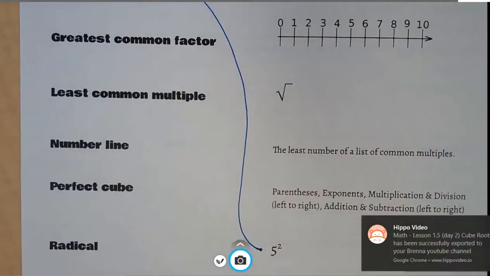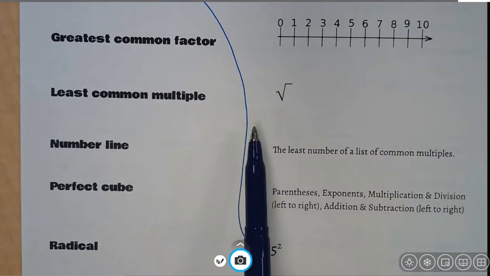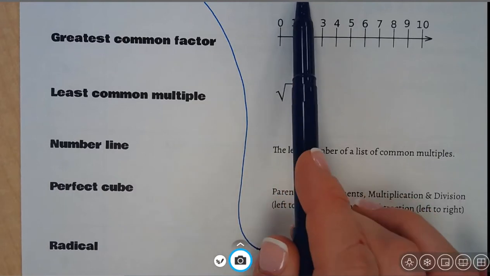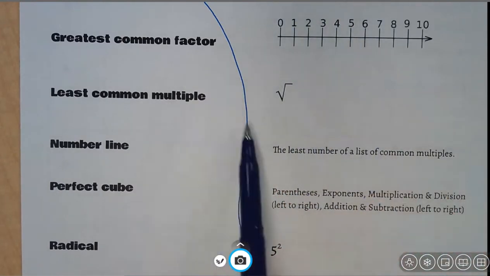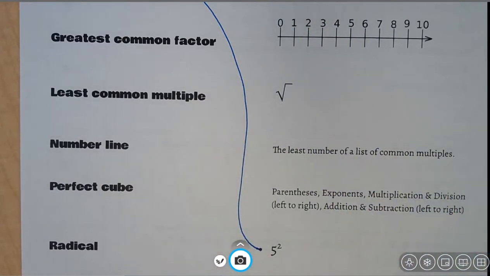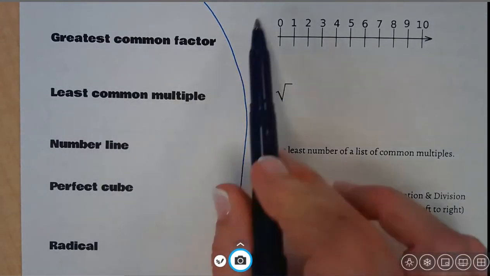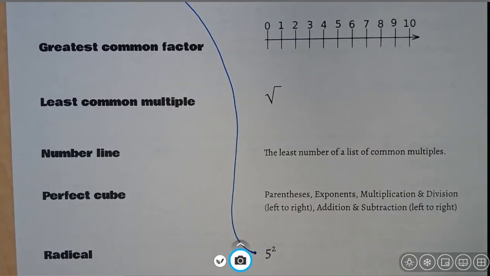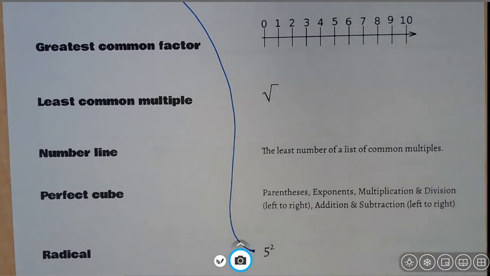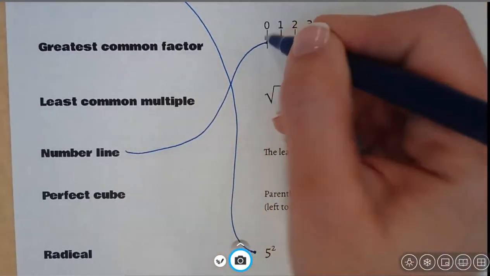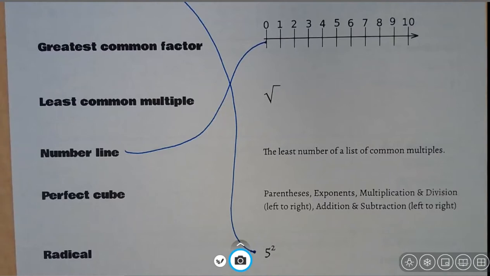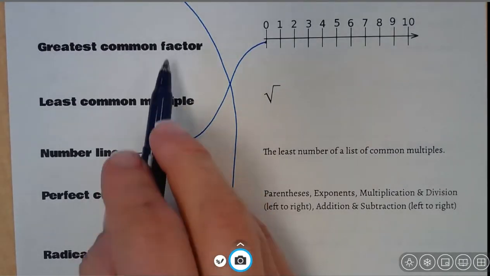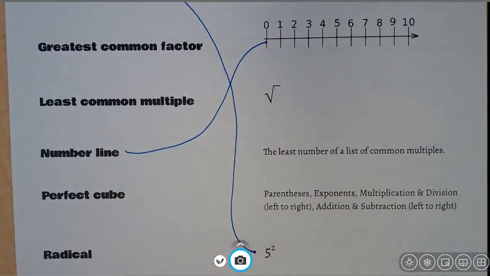And then greatest common factor, you can match up to either the greatest number of a list of common factors or the least number of a list of common multiples. And then you have least common multiple would be the other one of those. So look those up in your vocabulary and match it up. And then you have number line, which you can see which one is a number line, and you would say this one. So I'll help you out with the obvious ones, and then you do need to make sure you know the difference between those.